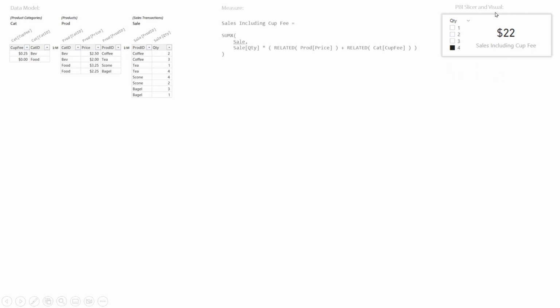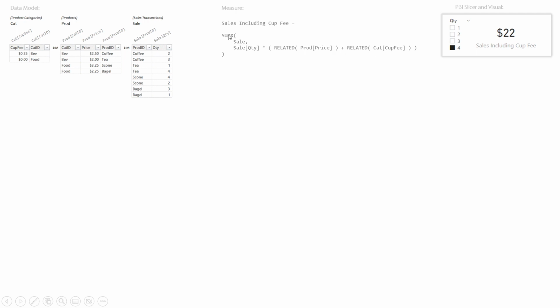So what else do we have? Well, it'd be useful to know what the definition of this measure is, sales including cup fee, right? So this is going to be this SUMX over the auto snapshot of the sale table. We'll get into what that means in a second. And all this stuff over here, and importantly, we have the RELATED function showing up twice.